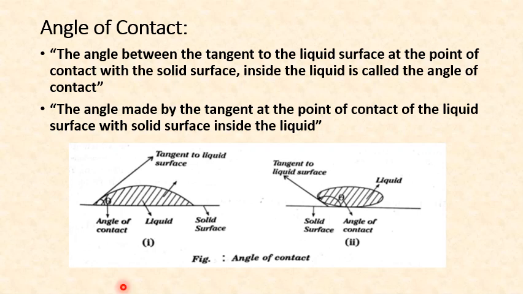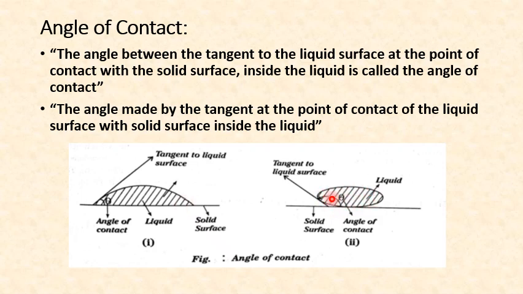Angle of contact. As the name suggests, angle of contact tells us how a liquid settles on a solid surface, or when the liquid is put on a solid surface, how it sits on that surface. Let us consider these two pictures here. We have considered two different liquids. One is shaped like this and the second one is shaped like this.